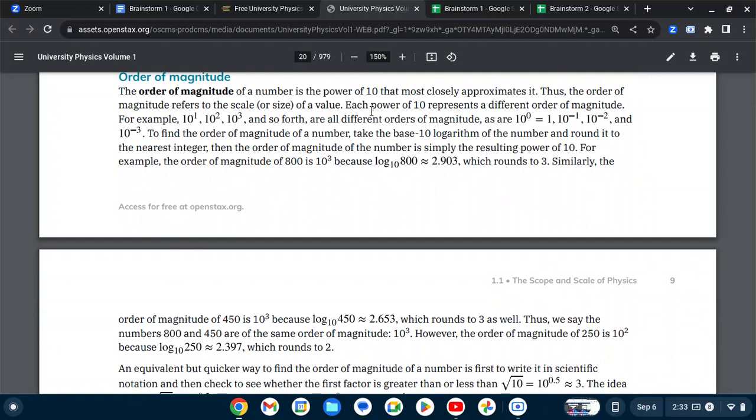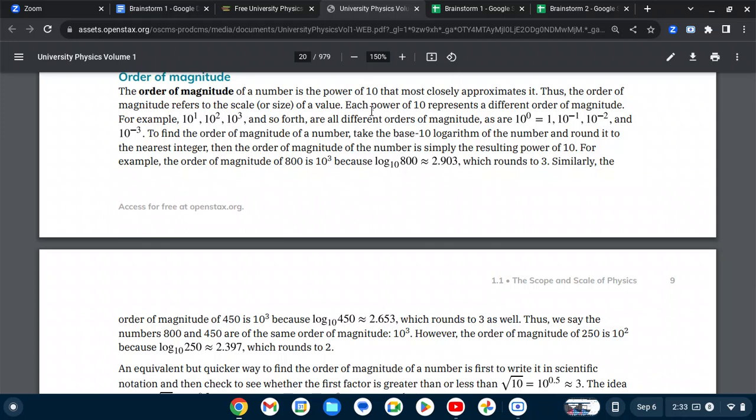For example, 10 to the 1, 10 to the 2, 10 to the 3, and so forth are all different orders of magnitude, as are 10 to the 0 equals 1, 10 to the negative 1, 10 to the negative 2, 10 to the negative 3. To find the order of magnitude of a number, take the base 10 logarithm of the number and round it to the nearest integer. Then the order of magnitude of the number is simply the resulting power of 10. For example, the order of magnitude of 800 is 10 to the 3 because log base 10 of 800 is approximately 2.903, which rounds to 3.